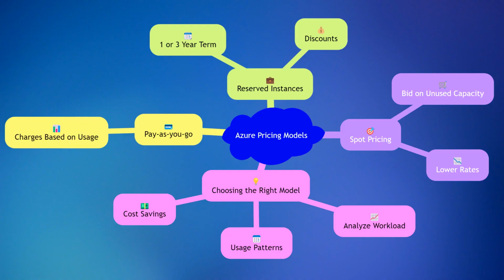Azure offers various pricing models and plans to cater to different needs. Pay-as-you-go, reserved instances, and spot pricing are some of the common pricing models. Pay-as-you-go charges based on actual usage, while reserved instances offer discounts for committing to a 1 or 3-year term. Spot pricing allows you to bid on unused capacity at lower rates. Choosing the right pricing model based on your workload and usage patterns can lead to significant cost savings.